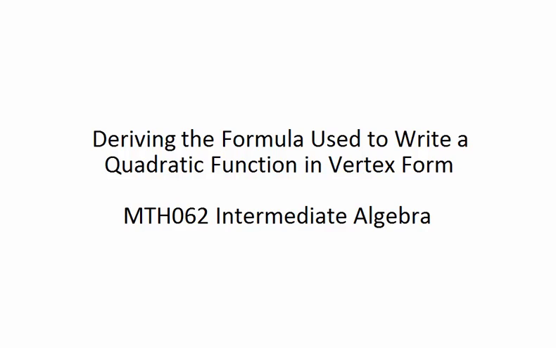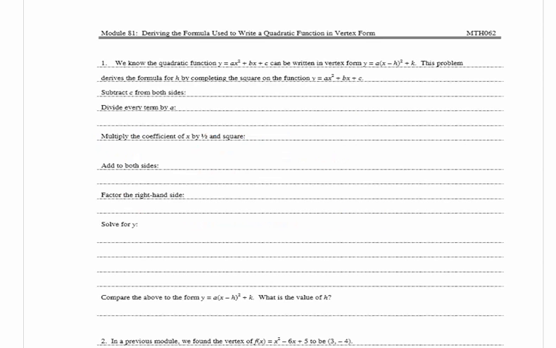In this video, we're going to be deriving the formula used to write a quadratic function in vertex form. In problem 1, it says we know the quadratic function y is equal to ax squared plus bx plus c can be written in vertex form: y is equal to a times (x minus h) squared plus k.